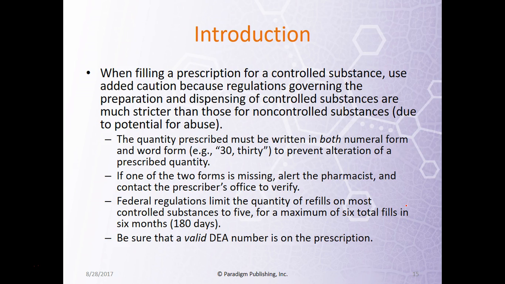Federal guidelines limit the quantity of refills on most controlled substances to 5, for a maximum total of 6 fills in 6 months or 180 days. Be sure that a valid DEA number is on the prescription, which now we know how to validate.